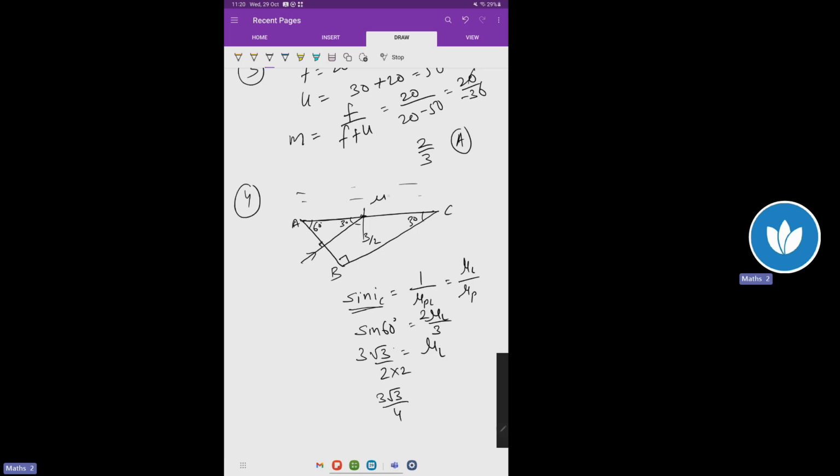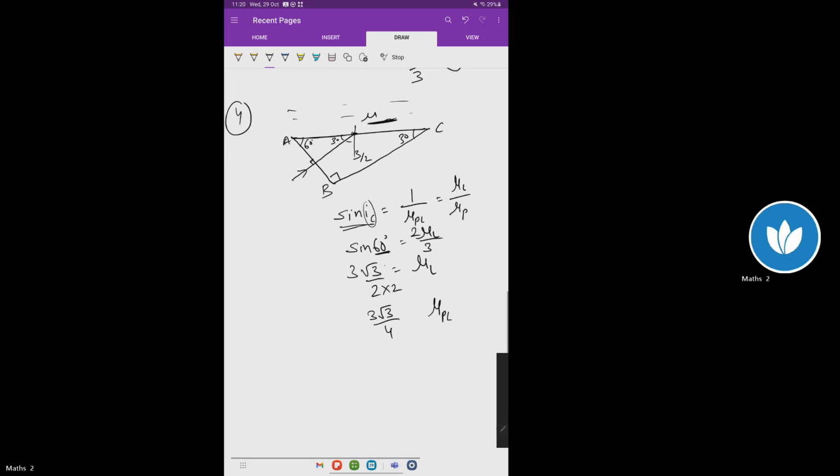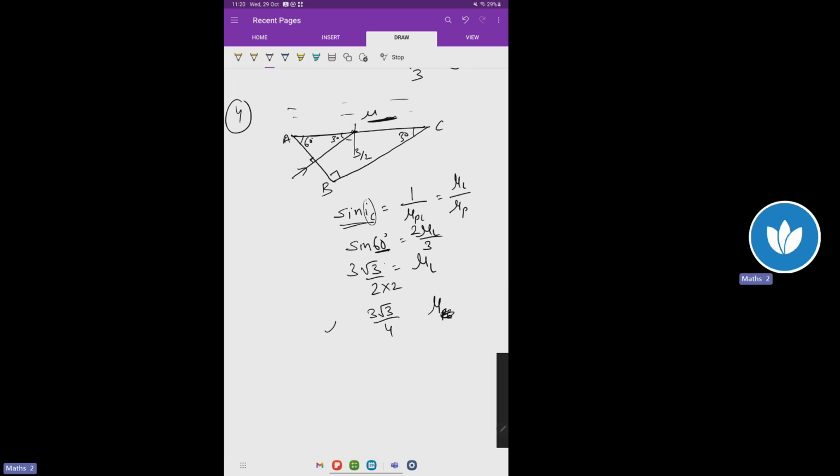For TIR, this IC should be less than the incidence angle, so the incidence angle should be greater than the critical angle. For that, mu of the liquid should be small compared to the prism. So mu liquid should be less than 3 root 3 by 4. Option C.